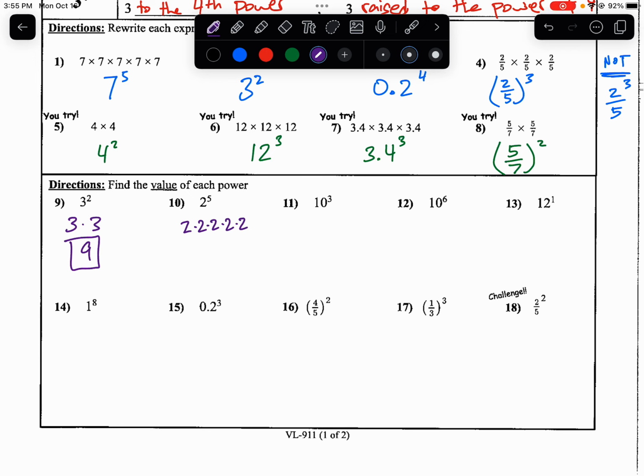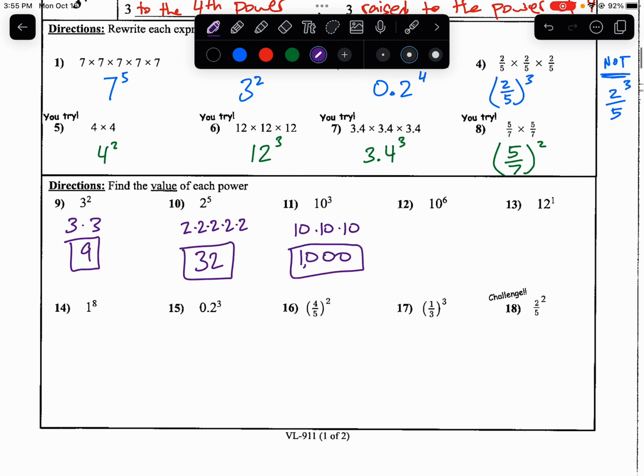Now you can grab a calculator out, and if you did that, you would find out that the answer is 32. Because 2 times 2 is 4. Times 2 again is 8. Times 2 again is 16. Times 2 again is 32. 10 to the 3rd power. 10 times 10 times 10. That is 1,000.